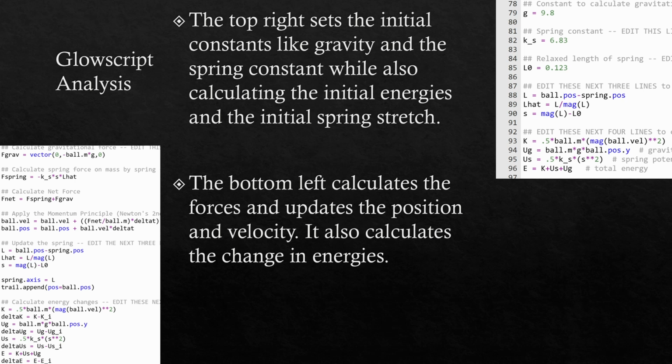GlowScript analysis. The top right sets the initial constants like gravity and spring constant while also calculating initial energies and initial spring stretch. The spring length is given by ball position minus spring position. The direction is given by that length divided by the magnitude of the vector and the spring length at a certain time. The stretch is given as the magnitude of the length minus the relaxed length of the spring.